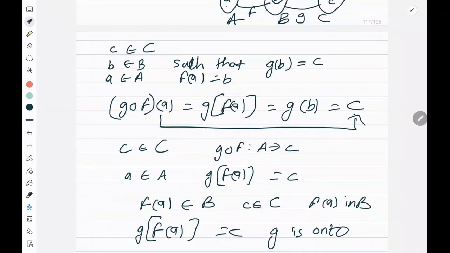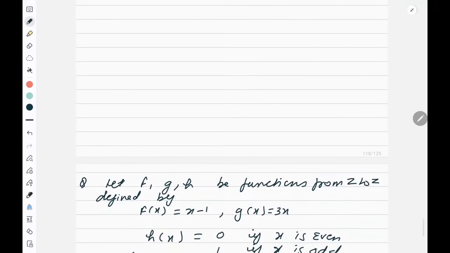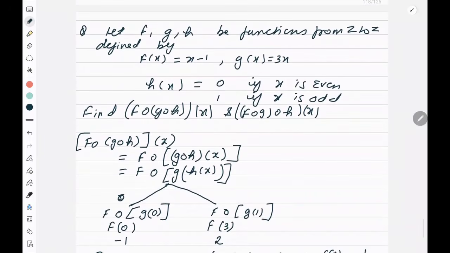Correct? So this is how we can do the question. Now look at the last question. The last question is very simple. I have written the solution and I'll just explain it to you. They are talking about three functions, and the three functions are defined like this: f of x is x minus 1, g of x is 3x, and h of x is given like this. You have to find these two values.